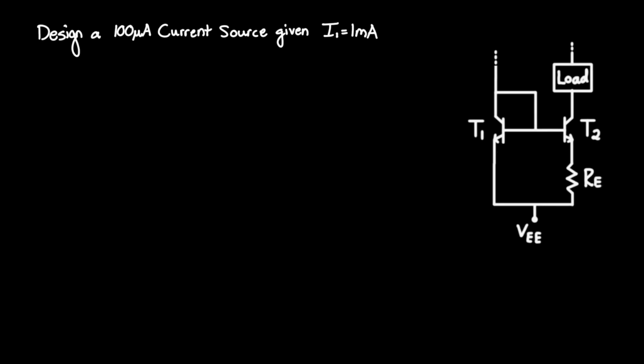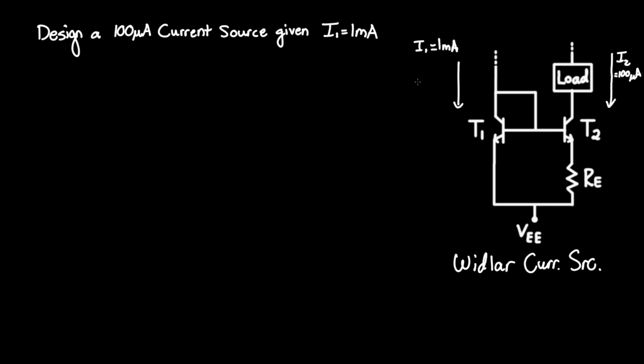Design a 100 microamp current source given that I1, or I in, equals 1 milliamp. So right off the bat, we can tell that this current source is a Widlar current source, spelled like this. Based on this type of circuit, I2, or I out, along the entire right side was given to be 100 microamps, while everything on the left, or I in, was given to be 1 milliamp.